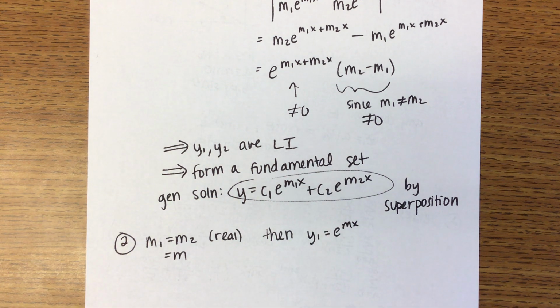We obviously are not going to use a second solution that's exactly the same. Those wouldn't be linearly independent, so we wouldn't be able to find the general solution then. How do we find a second solution if we know that the first one works? What's that called? Reduction of order.